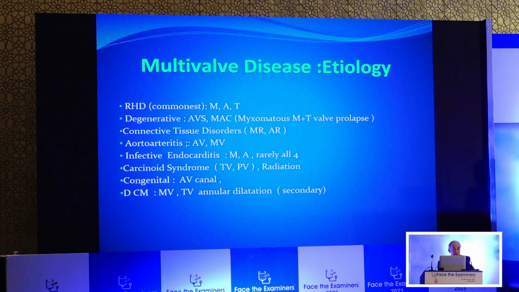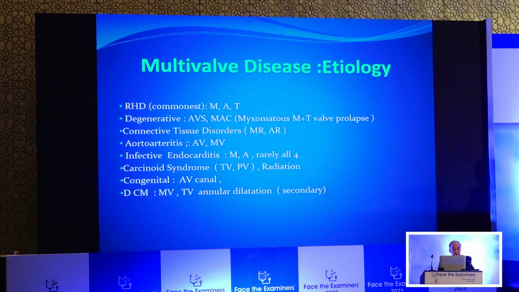Also, degenerative disease can be in the form of myxomatous degeneration of the valve. There can be myxomatous mitral valve disease, myxomatous tricuspid valve disease. The other etiology of multivalvular involvement can sometimes be aortoarteritis. There can be involvement of the aortic valve and the mitral valve. In connective tissue disorders like Marfan's, there can be involvement of the mitral valve and aortic valve. Rheumatoid arthritis and SLE can also involve the valves, but they are less common.